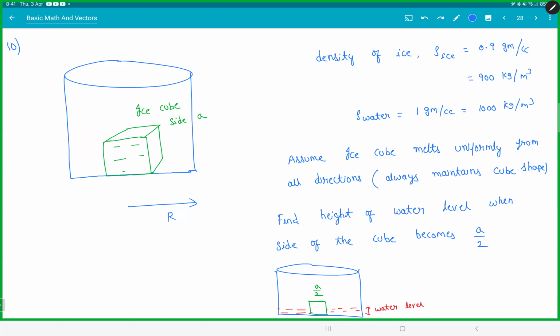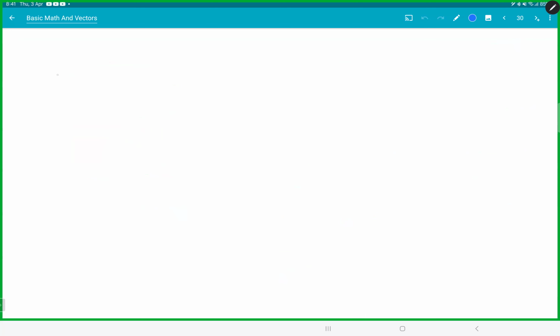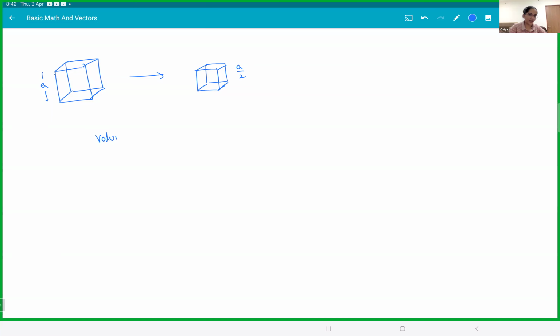So how much ice melted exactly, everyone? Initially we have a cube of side A. This became a cube of A by 2. So the volume of ice melted is 7 a cube by 8. So it is not complete actually.